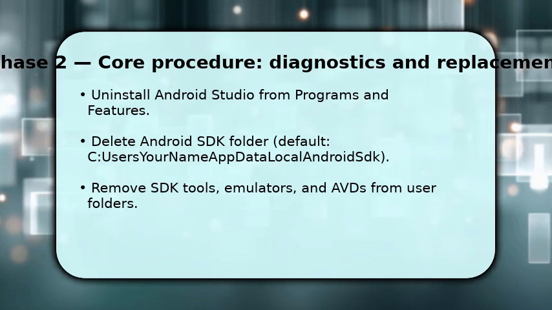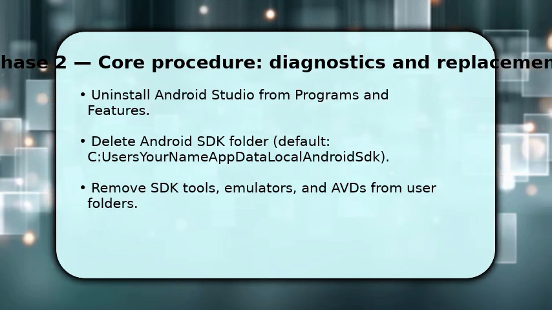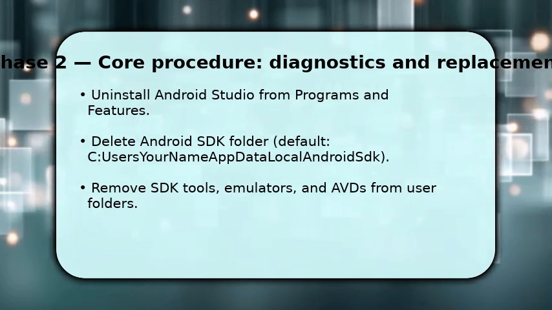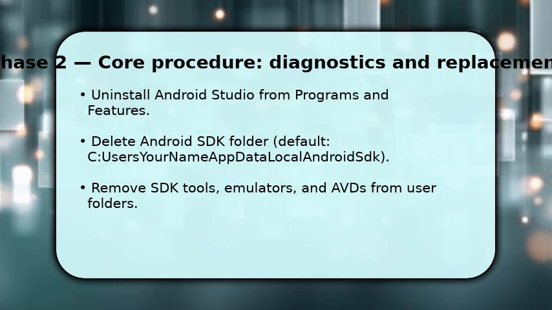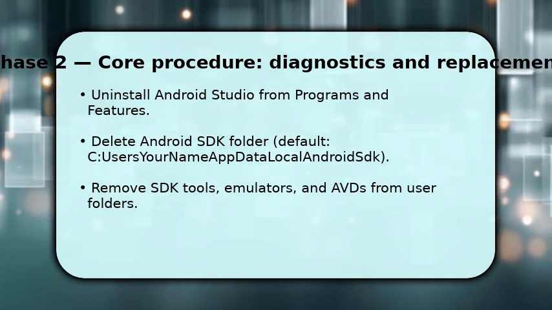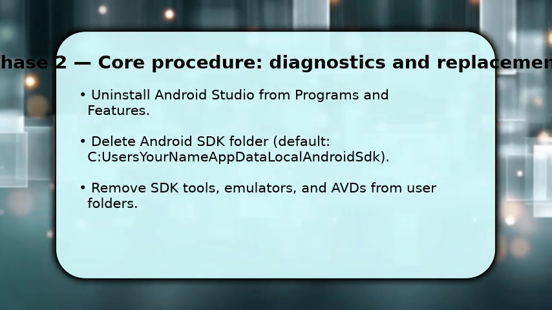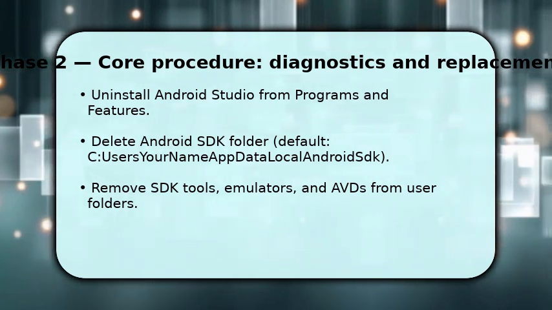Next, remove AVDs and emulator images found under C:/Users/your name/.android and the .android/avd directory. Make sure to check app data locations for leftover tools, because those files are the largest and are not always removed by the uninstaller. You finish by deleting configuration and caches.